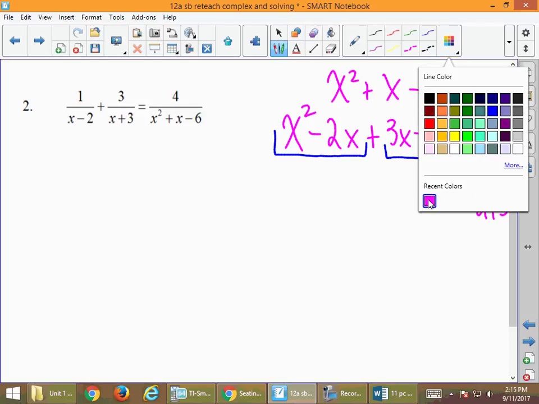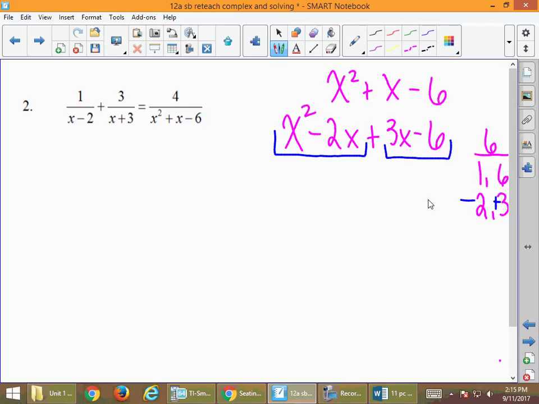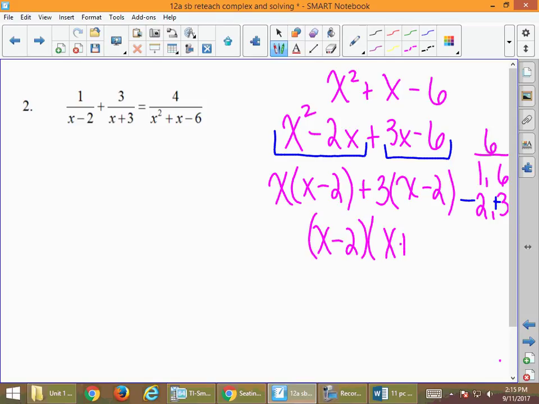And what we see in our first group is that our greatest common factor is an x. And we're left with x minus 2. Over here, greatest common factor is 3, and we're left with x minus 2. And at some point in time, it's going to be good to factor that, whether you end up doing it first or you end up doing it later. But now that we've got that, our problem here is 1 over x minus 2 plus 3 over x plus 3. And we need to find the common denominator.